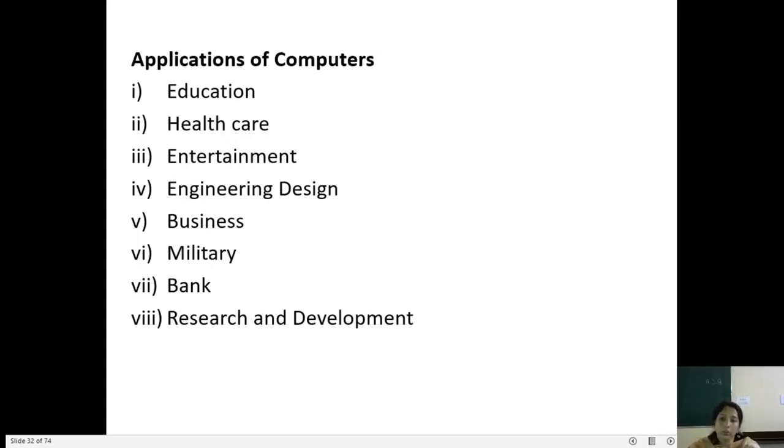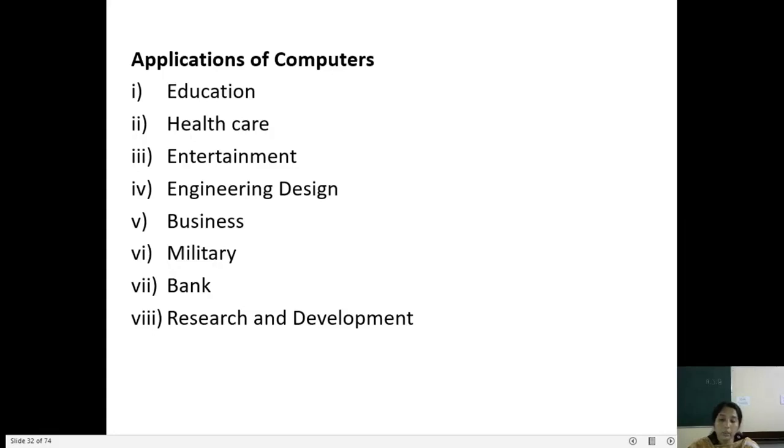Let's understand the applications of computers. You know very well, computers are used in every field. Nowadays, without computers, we can't live. We can use computers in education, healthcare, entertainment, engineering design, business, military, banking, research and development. The computer was first introduced for defense purposes, as well as for health purposes and research itself. First they were used in those sectors only.